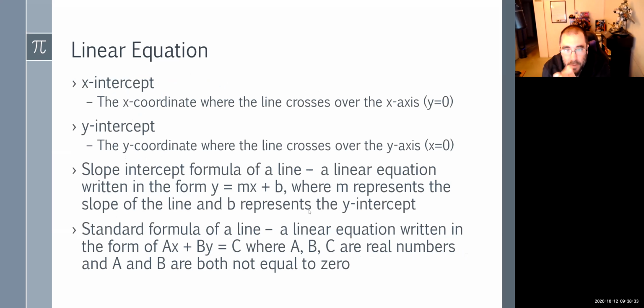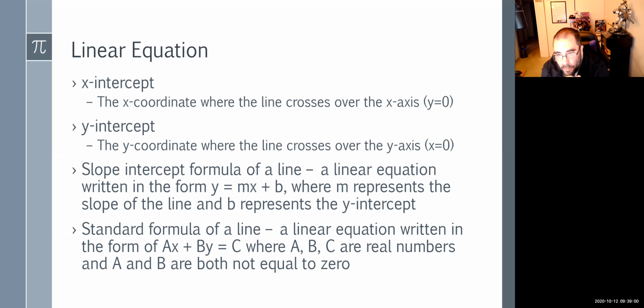When we're looking at this, we have a couple of things that we use that slope formula for, which is finding out the x-intercept and the y-intercept. The x-intercept is the x-coordinate where the line crosses the x-axis, where y, the vertical value, is 0. The y-intercept is the coordinate value where the line crosses the y-axis, where again, x is equal to 0.